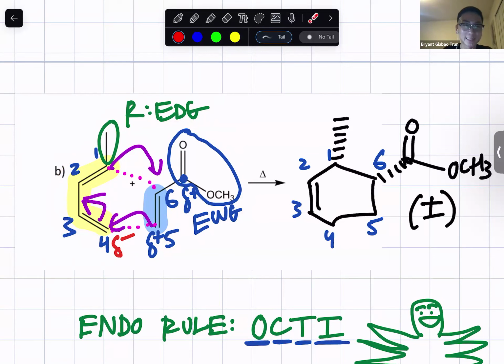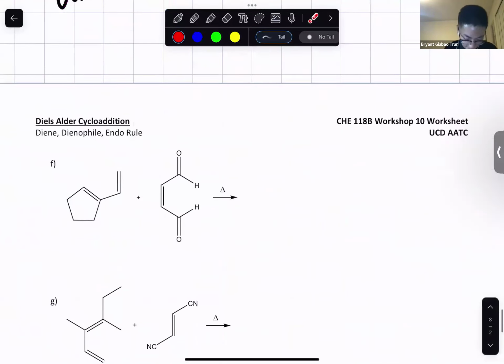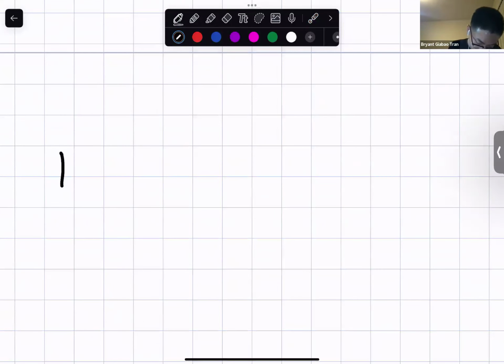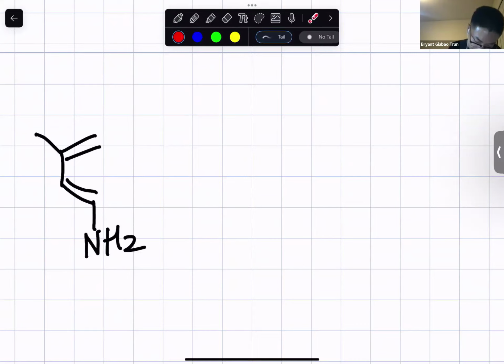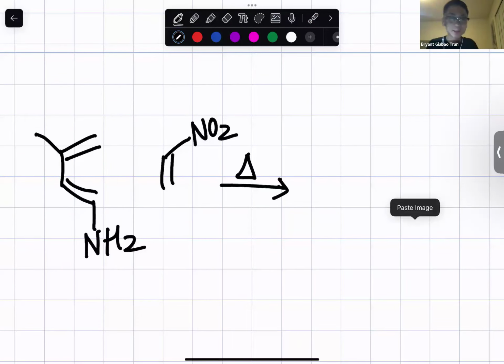But then let's build on the difficulty, right? Let's now make it so that the charges do not align and we have to flip the dienophile. So let's say we have, and I'm going to include a group on this carbon here as well. And we have, okay, tell me how you would go about this problem. What would you do first?